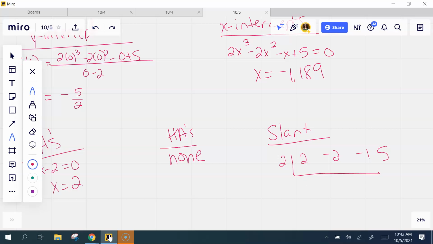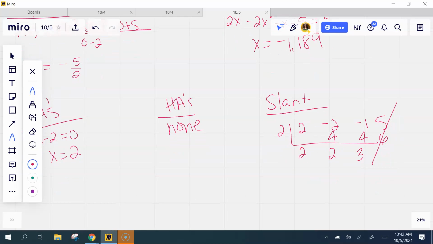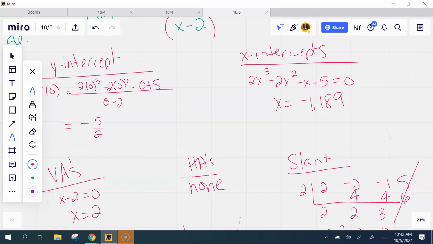Bring down the 2. And I have 4, 2, 4, 3, 6. This doesn't matter, right? Because that's my remainder. So where is my slant asymptote? Gross, right? That means whatever's going on in this function, I have an asymptote that is a parabola. That's interesting, isn't it? Oh, there was a picture in here somewhere for you. All right. What else do I know? Is that it?